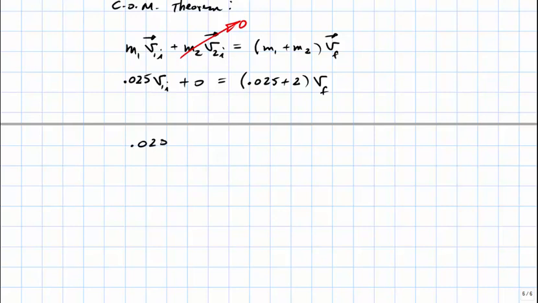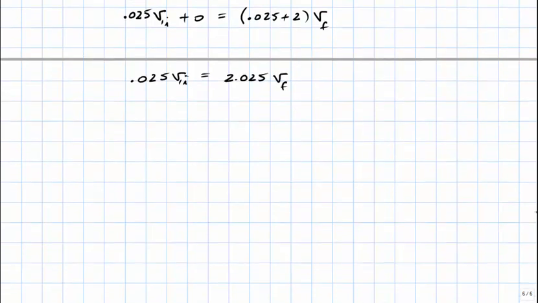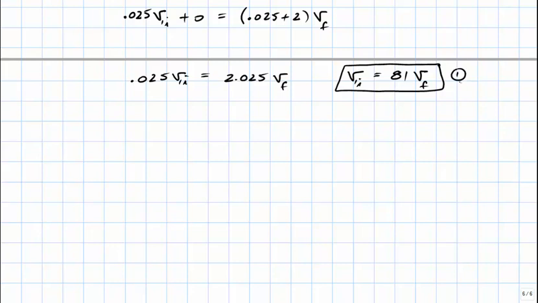And so on the left we have 0.025 V1 initial, and on the right we have 2.025 V final. And if we divide both sides by 0.025, we can simplify the relationship as follows. V1 initial will just equal 81 times V final. That's the result of phase A. We'll call that equation number 1. And obviously we can't solve for V1 initial until we obtain V final, which is the final velocity of the system immediately after the collision.